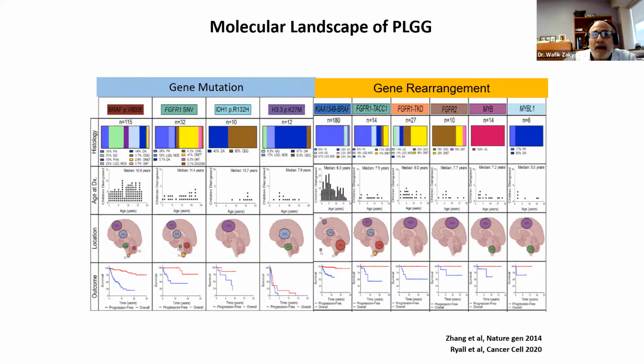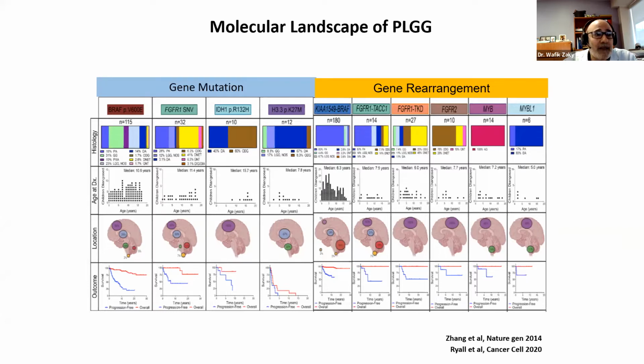As you can see, four groups have mutations like the BRAF mutation, FGFR, IDH mutation, and a very small group, which is controversial, that has the histone mutation and is still counted here under low grade. For the ones with fusions, the most common is the BRAF fusion, the one with KIAA1549, and there are also FGFR and MYB. Each of these groups has its own outcome.